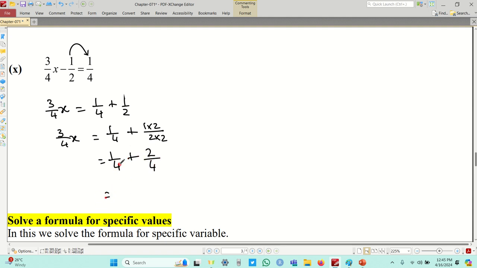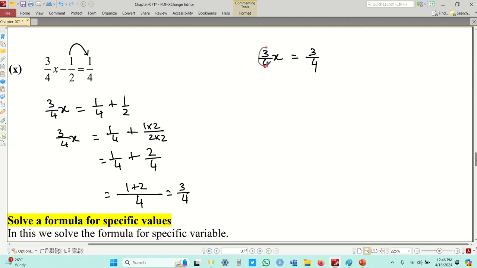Now the denominator is the same. So the LCD of this equation is 4. This is the LCD, so 4 for the same denominator. So we will write 4 here. 1 plus 2, 1 plus 2 is how much? 3 by 4. So what is the equation? 3 divided by 4 x is equal to 3 divided by 4. Like this, we simplify this.